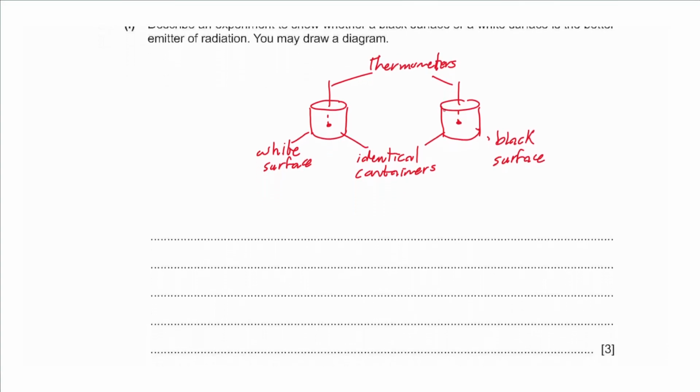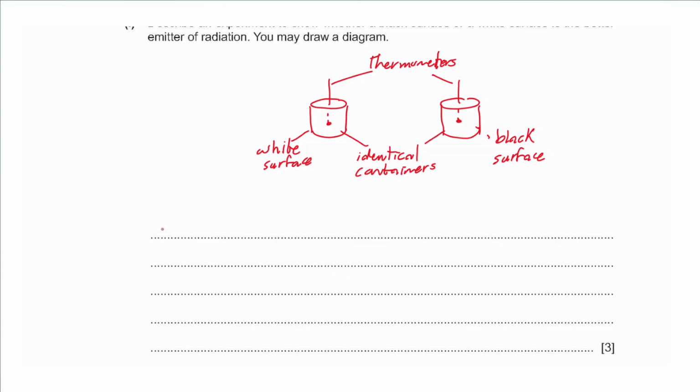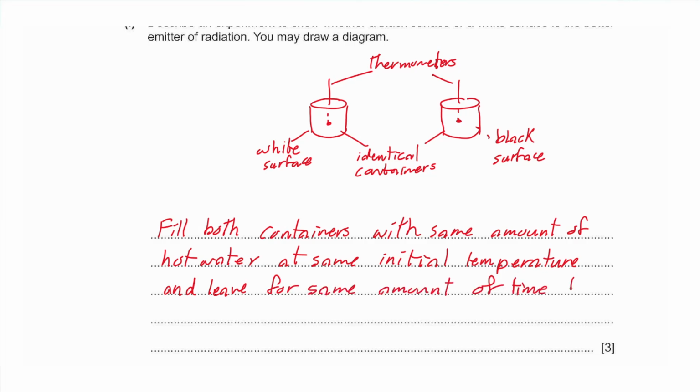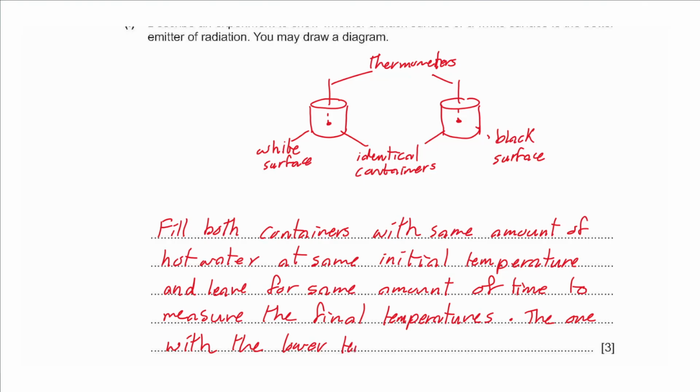Now for writing about the experiment, we can say fill both containers with same amount of hot water at same initial temperature to make sure we have a fair comparison, and leave for same amount of time to measure the final temperatures of each container. And then we say the one with the lower temperature is the better emitter because it loses heat more quickly.